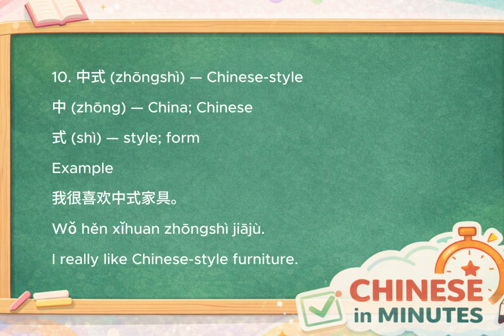Finally, we have 中式, meaning Chinese style. 中 refers to China, while 式 again means style or form. This word describes things made in a traditional Chinese style, such as food, furniture, buildings, gardens, or interior design. For example, 我很喜欢中式家具 means I really like Chinese-style furniture.